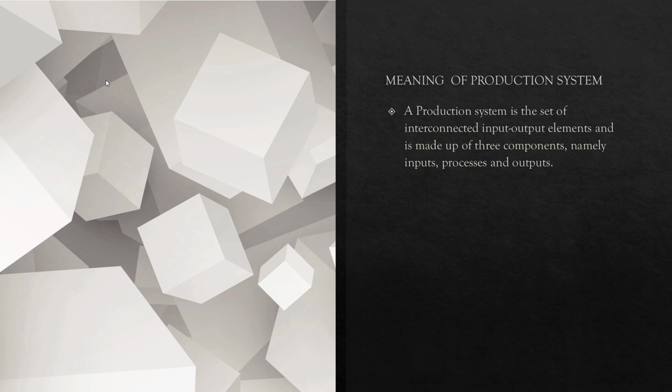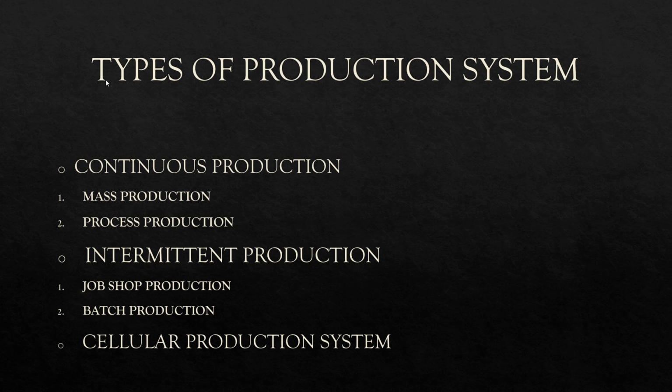Production system of an organization is that part which produces products of an organization, and production system depends on the types of products offered by the company. Now we can study the different types of production system. One is continuous production system, which includes two types, mass production and process production. Second one is intermittent production system, which includes job shop production and batch production. And the third one is cellular production system.